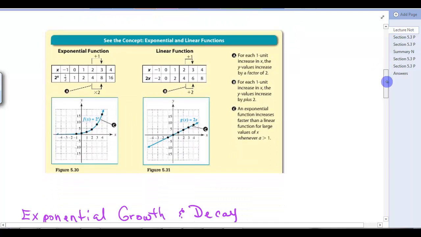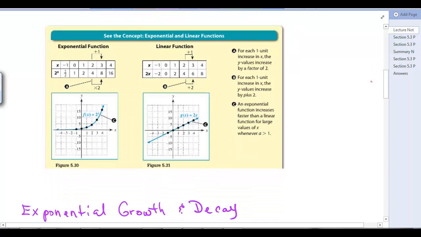All right, let's look at a concept here. When we have a linear function, when we look at these numbers, what's happening to each one? We're increasing by 1. And down here, 2x means we are getting values that are increasing by 2 every time. So for every unit that you increase 1 in the x, you increase 2 on the linear function. And that's what it would look like.